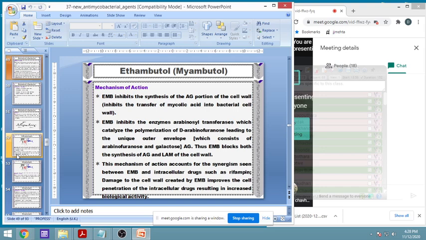The mechanism of action accounts for the synergism shown between EMB, that is ethambutol, and intracellular drugs like rifampicin. Damage to the cell wall created by ethambutol improves the cell penetration of various drugs, and that results in an increase in biological activity.